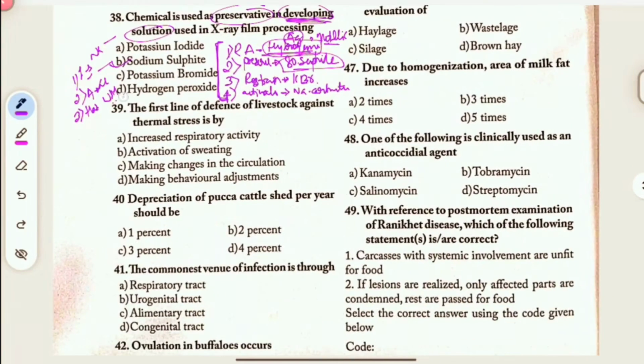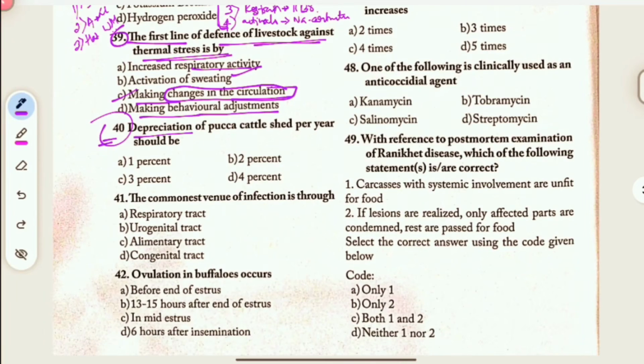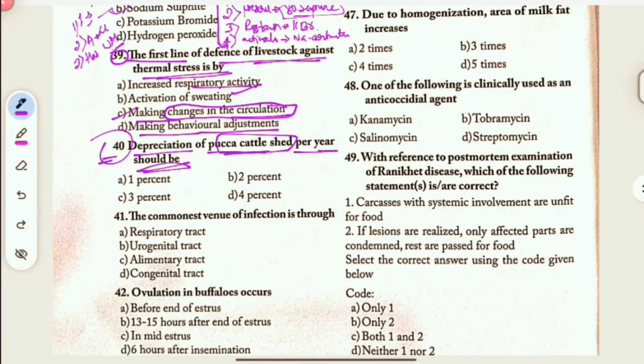Next we'll finish up to question 40. The first line of defense of livestock against thermal stress: increased respiratory activity, activation of sweating, making changes in the circulation, or making behavioral adjustment. The more appropriate answer for this question is a change in the circulation, so that we adjust the thermal stress of the animal. So the correct answer is C. Then question 40 says: depreciation of a pakka cattle shed per year should be. The depreciation rate for a pakka cattle shed is 2%.